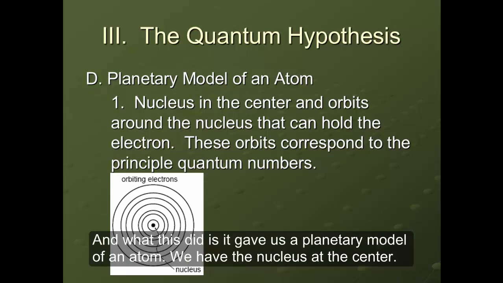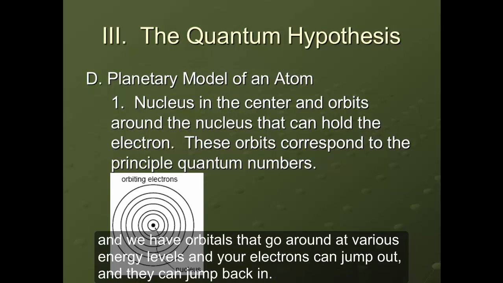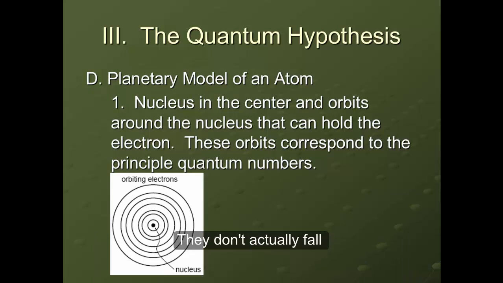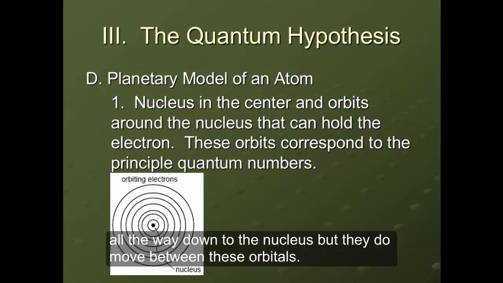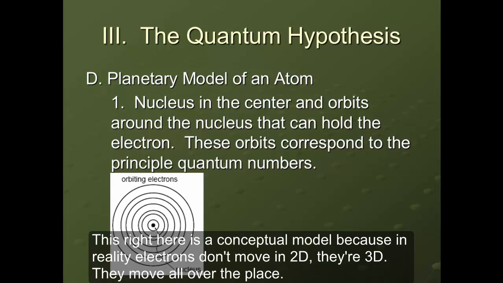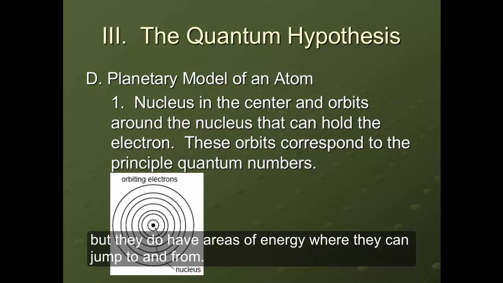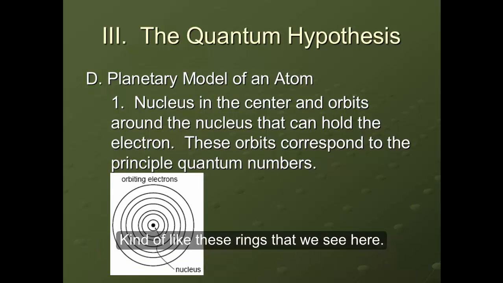And what this did is it gave us the planetary model of an atom. We have the nucleus at the center, and we have orbitals that go around at various energy levels, and your electrons can jump out and they can jump back in. They don't actually fall all the way down to the nucleus, but they do move between these orbitals. Now, this right here is a conceptual model because in reality, electrons don't move in 2D, they're 3D. They move all over the place, but they do have areas of energy where they can jump to and from, kind of like these rings that we see here.